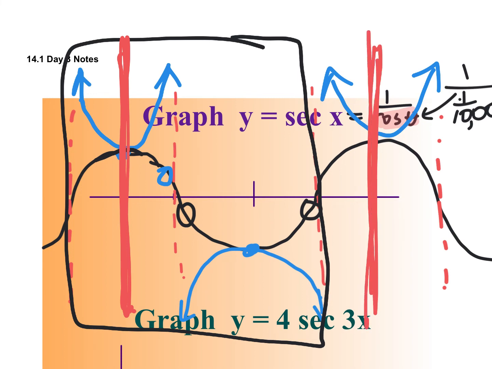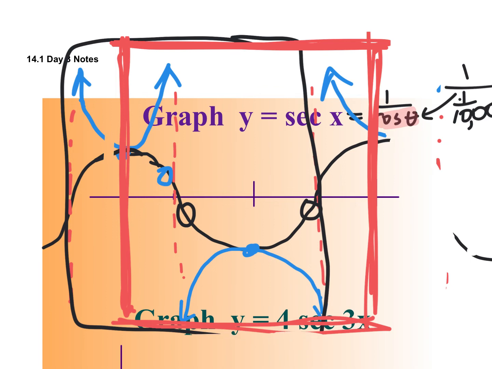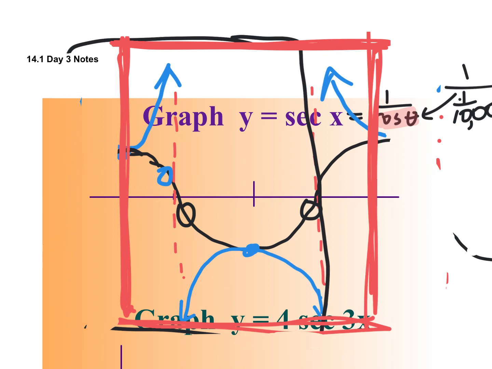And so usually we use this darker red frame and we say only the part in the dark red frame is our secant graph. So I'm just going to erase the other stuff that's outside of that. You don't really need all of that to be secant. It's just between 0 and 2 pi is the most important part.